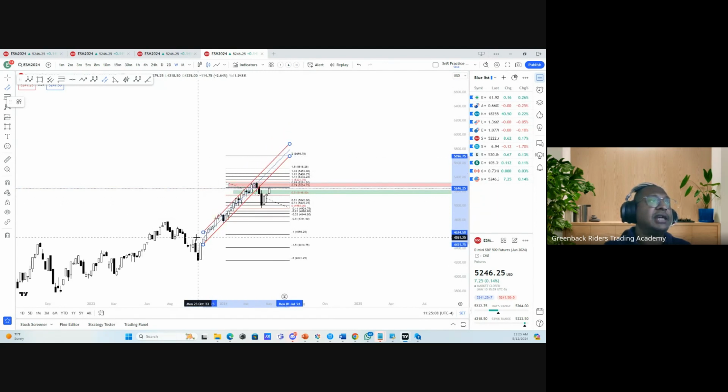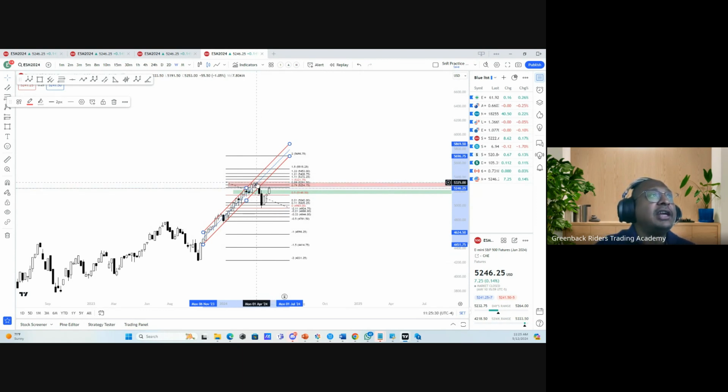So this is our channel, right? Now, the first break of the channel on such a strong move normally does not hold, and it actually goes and touches at least the high, or it creates a higher high. So if it was to create a higher high, first I have to cross this 5332 level, right? So that can be the target.